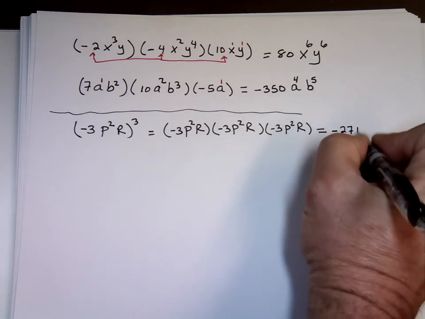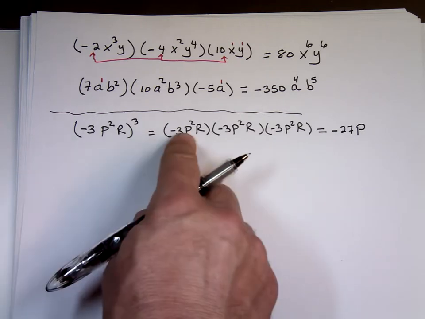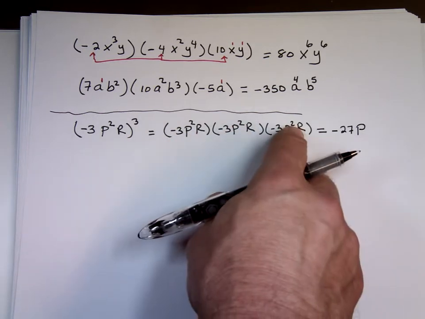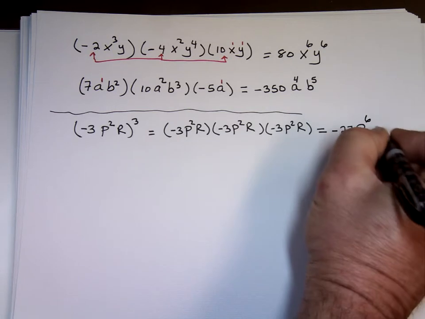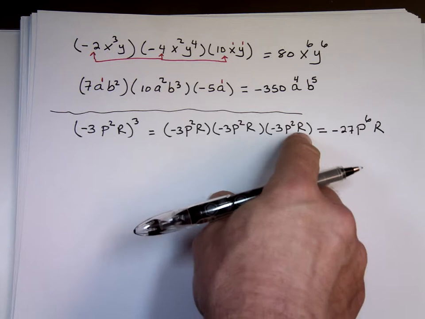P to what power? We add the exponents. 2 plus 2 plus 2, 6. And r to what power? 1 plus 1 plus 1, 3.